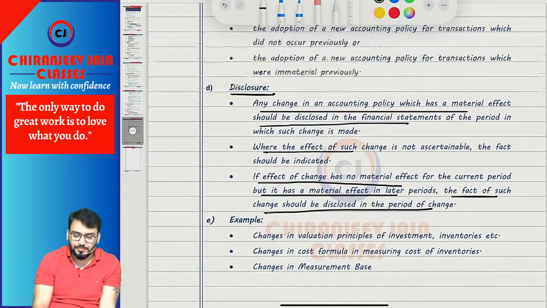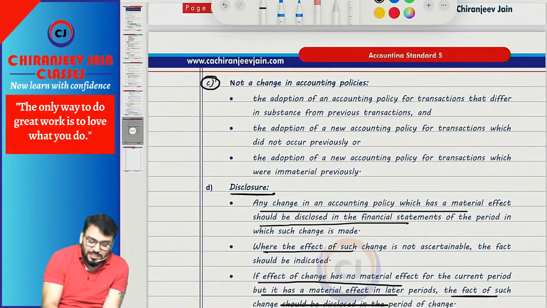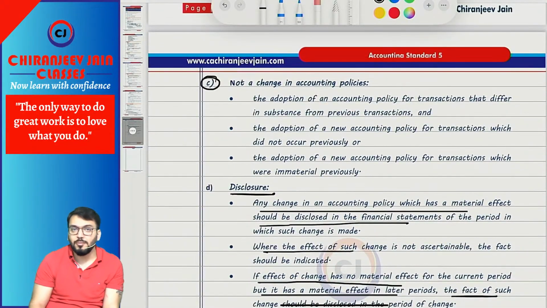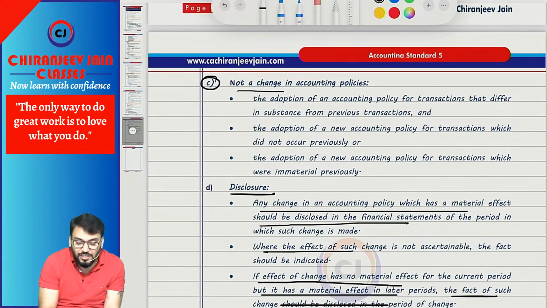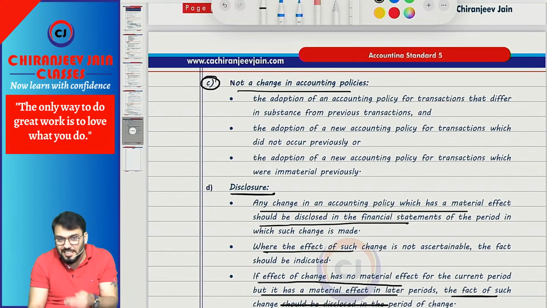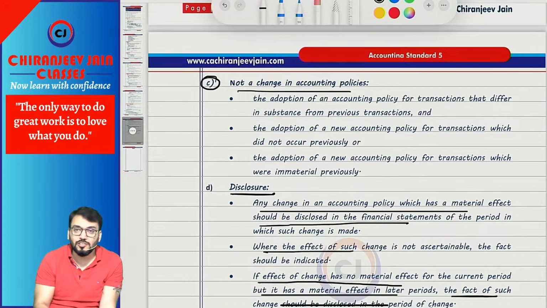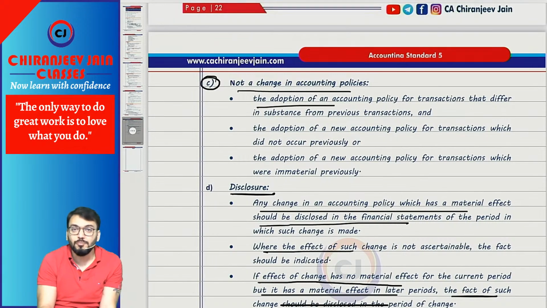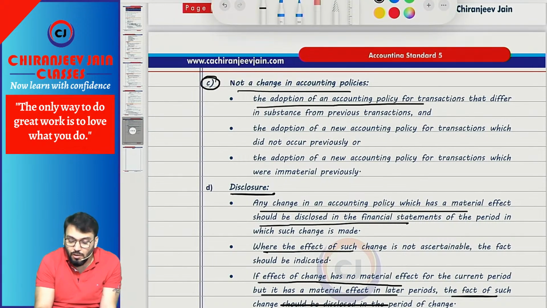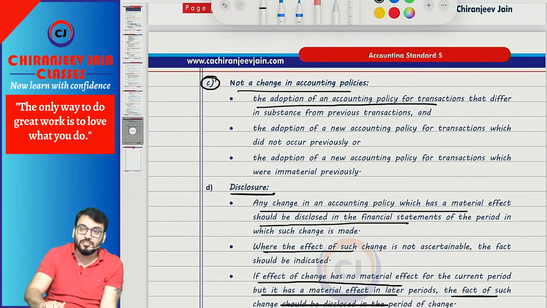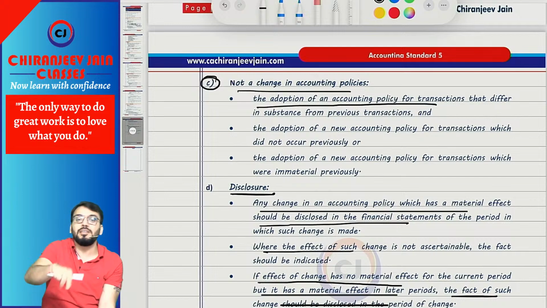Got this point? Now, this point number C may be important from the examination point of view. The following are not a change in accounting policy. It seems they are changes in accounting policy, but they are not. Some clarification has been given. So first is what? The adoption of an accounting policy for transactions that differ in substance from previous transactions. Means which differ in substance from previous transactions.